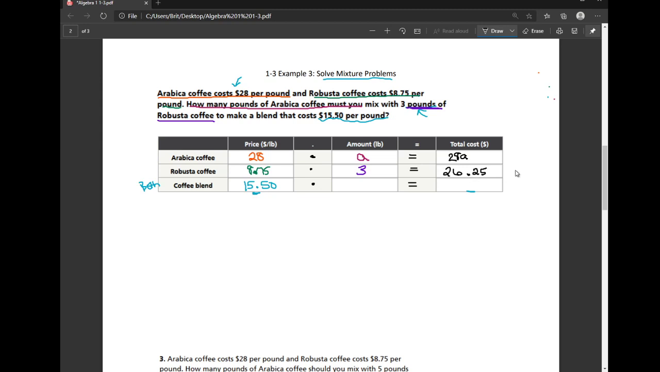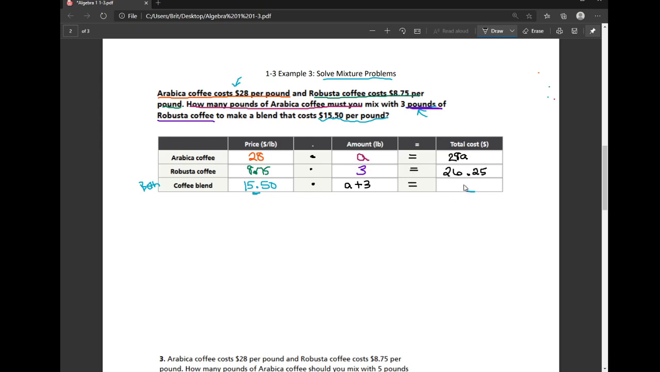So that's how much I'll be spending on Robusta coffee at least. Alright, so now we have to maybe start going down the table. We're looking at the coffee blend and the amount that we're going to have. I know that I'm going to be using a number of pounds from the Arabica coffee, and they told me I'm going to be using 3 pounds from the Robusta coffee. So this amount here is A plus 3.